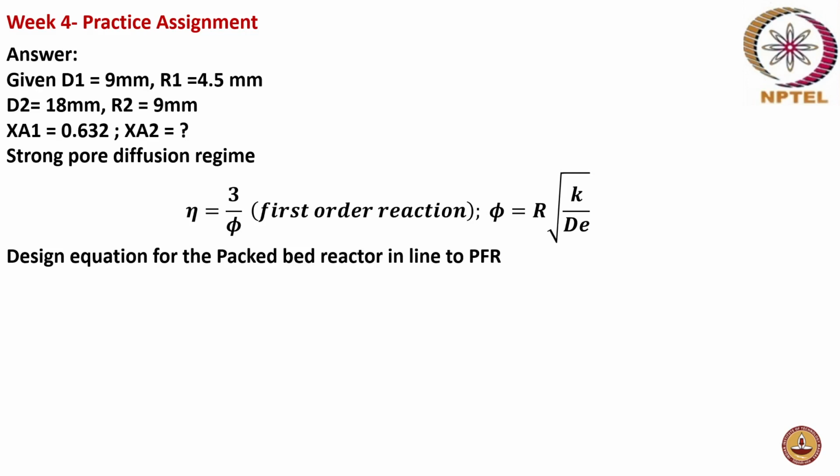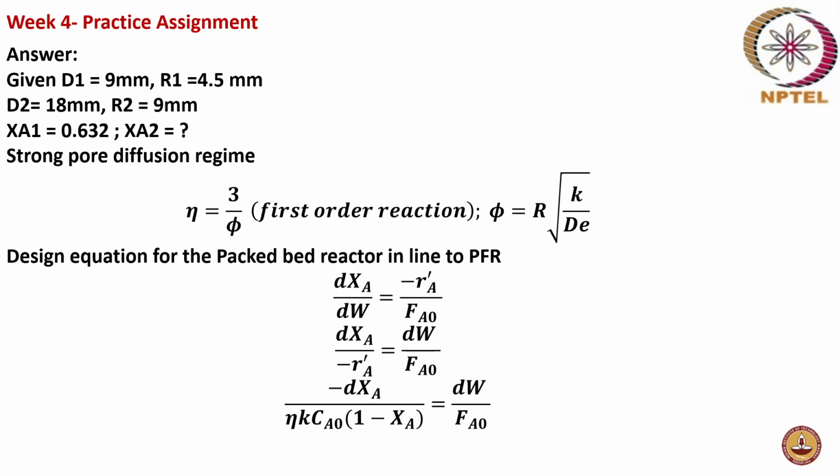Now, how to find the conversion? So here we have to use the design equation for a packed bed reactor, akin to a PFR. So your design equation is dXA by dW is equal to minus RA prime by FA naught. So rearranging it, you will get dXA by minus RA prime is equal to dW by FA naught. And then incorporating what is RA prime, minus dXA by eta into K into Ca naught into 1 minus Xa is equal to dW by Fa naught.